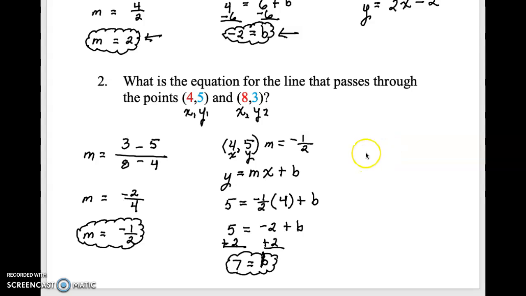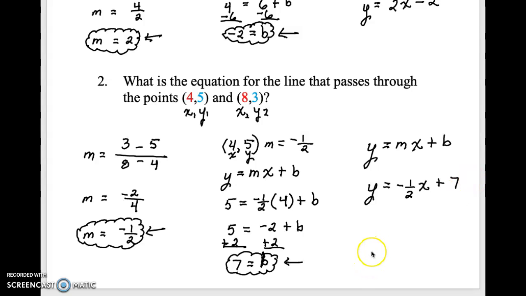So here we go. Y equals mx plus b. So y equals the m we got to be negative 1 half times x plus the b we got to be 7. So we have y equals negative 1 half x plus 7. And this time we don't need to rewrite anything because we don't have plus and negative.